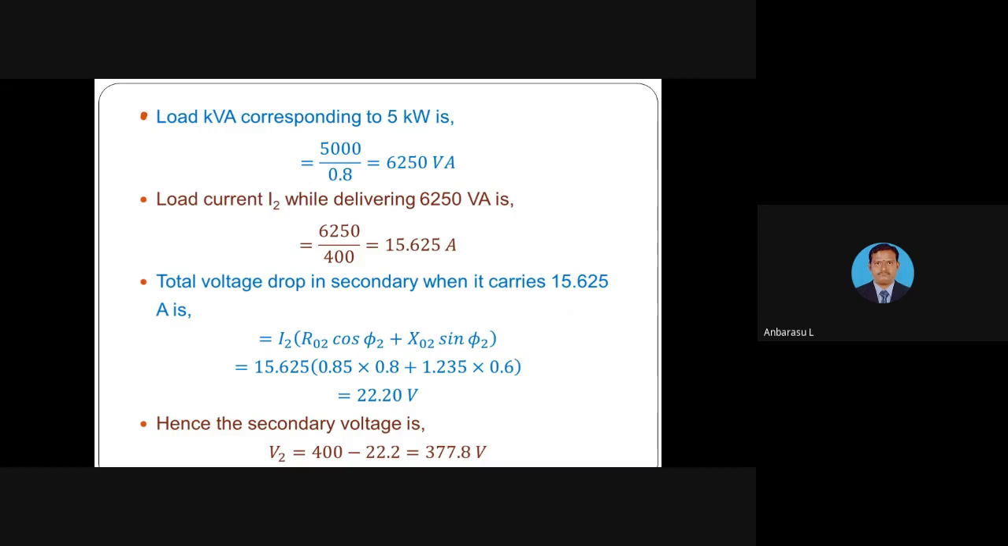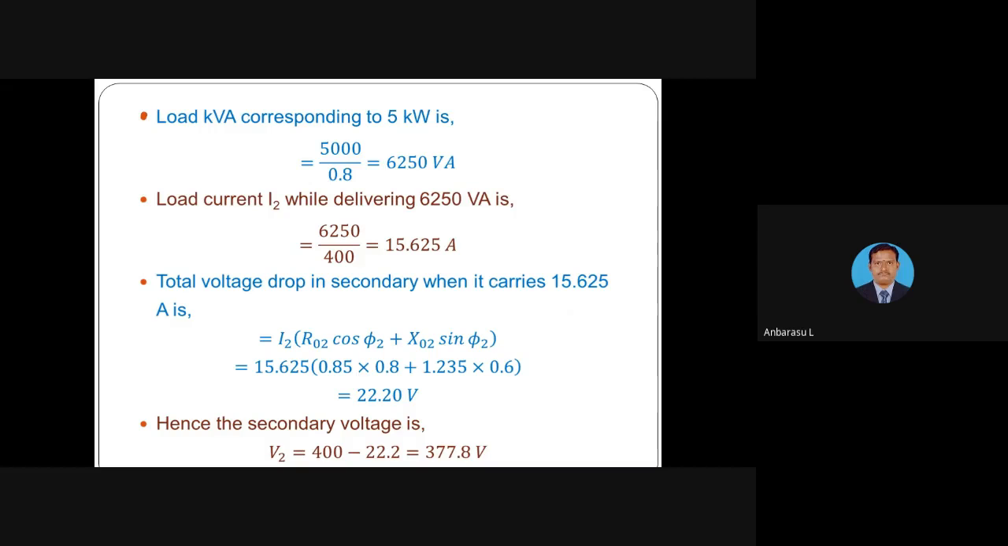The total voltage drop in the secondary when it carries 15.625 ampere is, the formula, I2 into R naught 2 cos phi 2 plus X naught 2 into sin phi 2. It is the formula in the voltage relation of the transformer. We can substitute all the parameters available in the data. So 15.625 into 0.85 into 0.8 plus 1.235 into 0.6. We can get the voltage drop across the secondary winding. Voltage drop in secondary winding is equal to 22.020 volts.